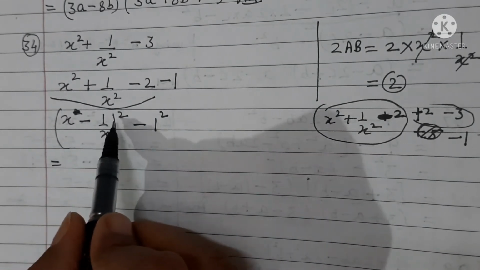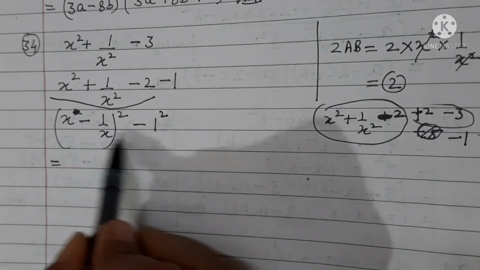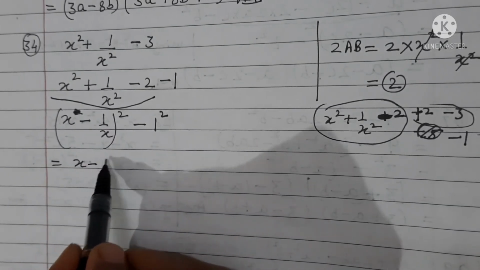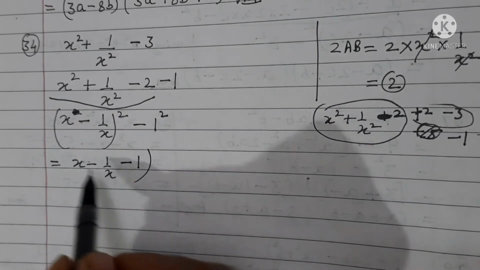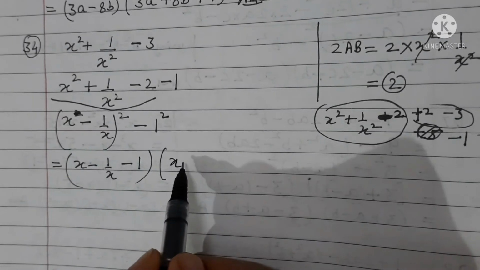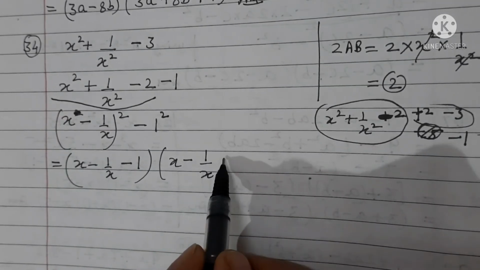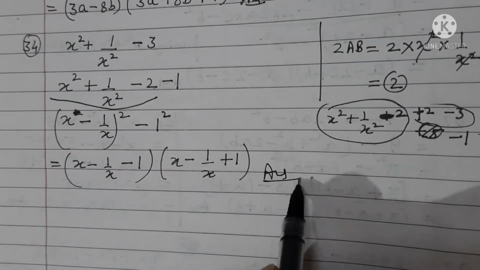Now break it, using the a square minus b square identity in this part. Write x minus 1 upon x, a minus b, and this is a, x minus 1 upon x plus 1, this is b. Answer.